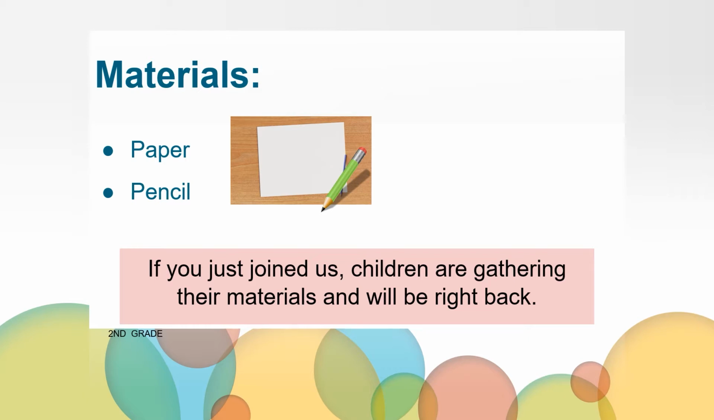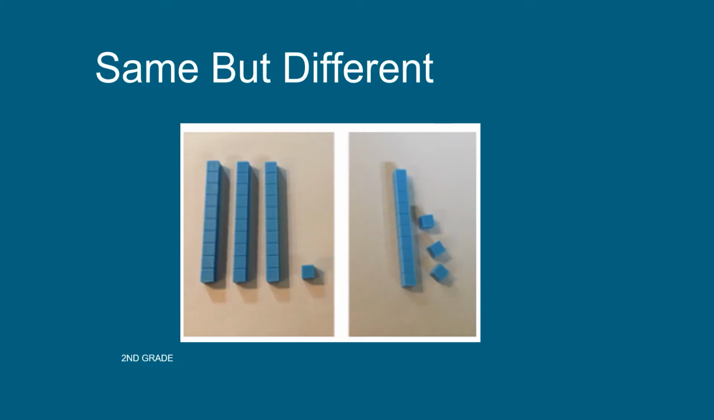All right, come on back so we can get started. We are going to play Same But Different. I will show you two pictures, and you have to find ways that the pictures are the same and ways that the two pictures are different. Ready? What do you see that is the same, and what do you see that is different? I'll give you a few seconds to think on your own.